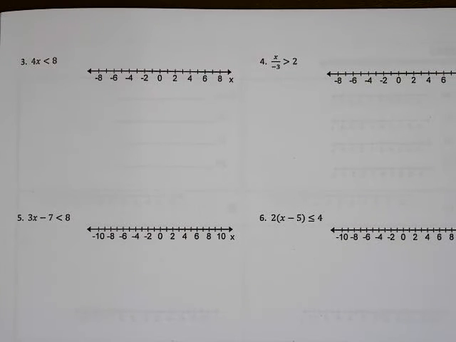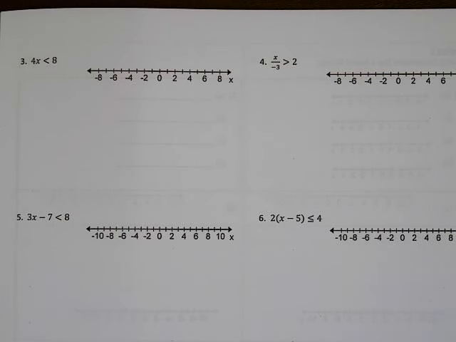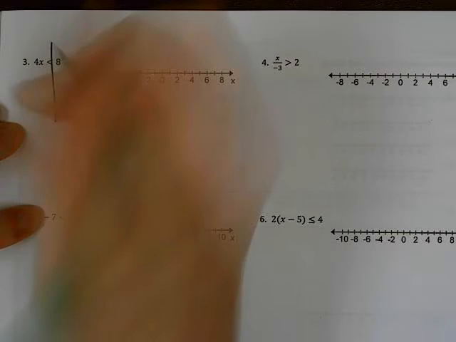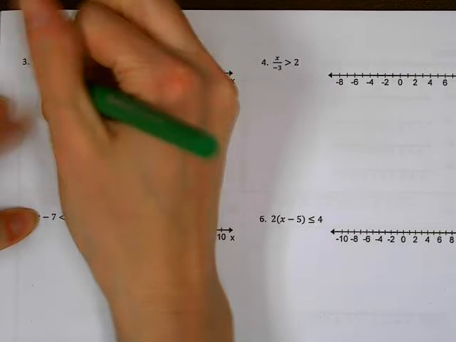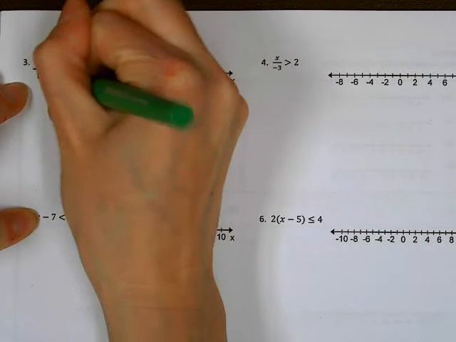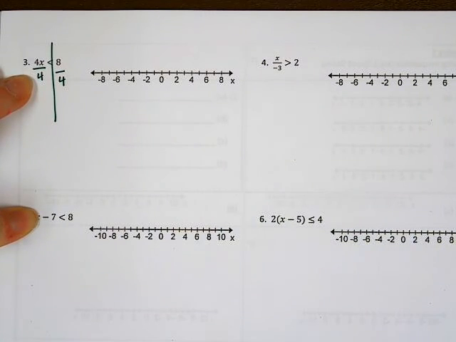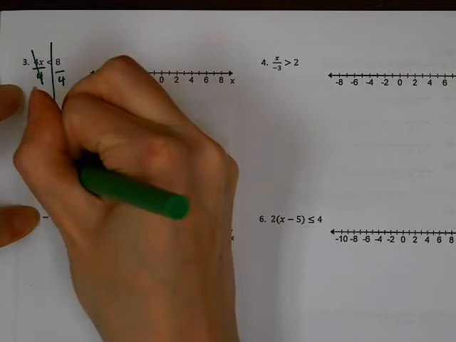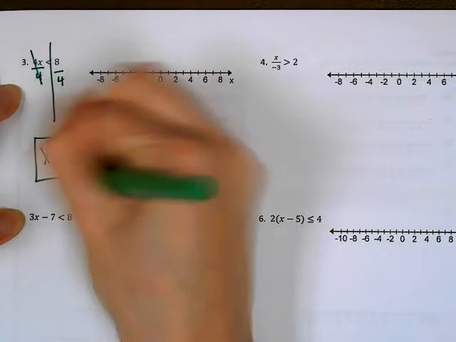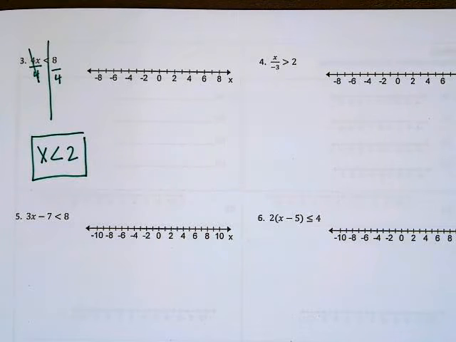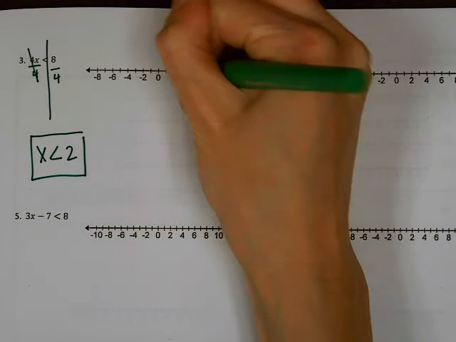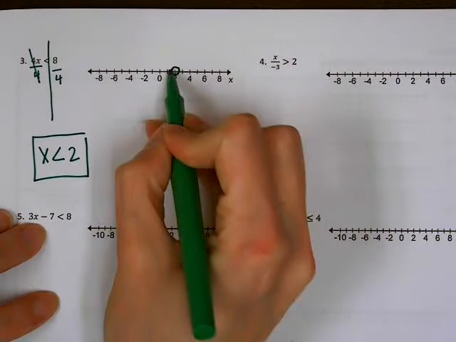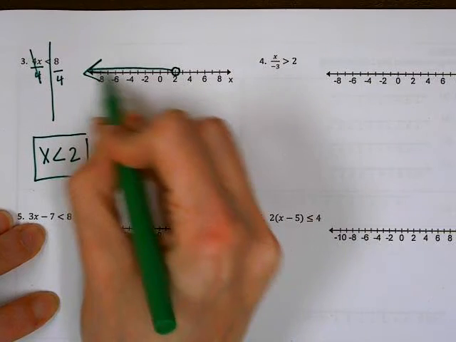Okay, so let's just fly through these here. And if you guys want to pause and try some, and then just check your answers, go ahead. All right, so number 3, we're going to draw the wall. To undo multiplying by 4, we divide by 4. And we're dividing by a positive, so no flipping the symbol. All right, these cancel. We have x is less than 2. And then hopefully you guys know that means an open circle at 2, and less than means to the left.